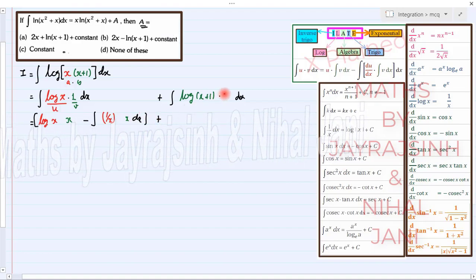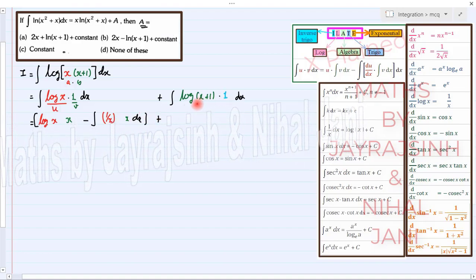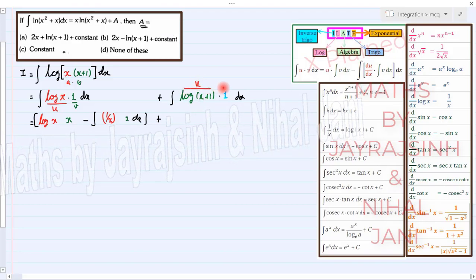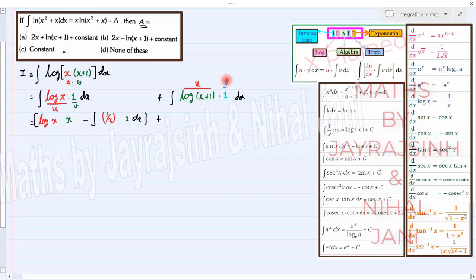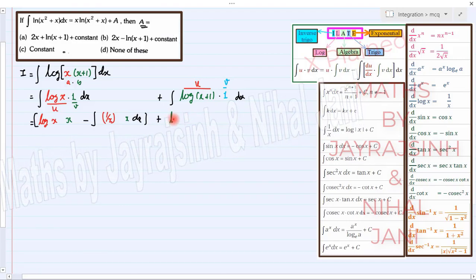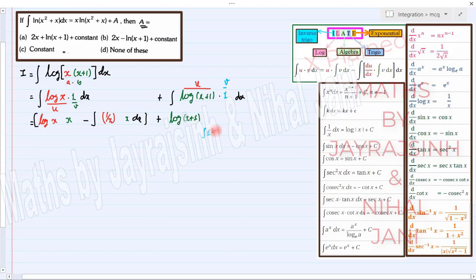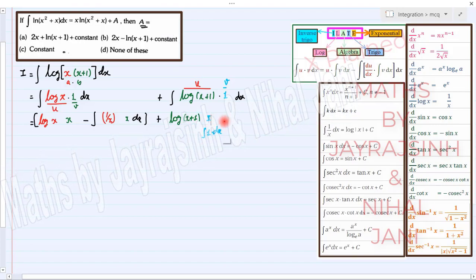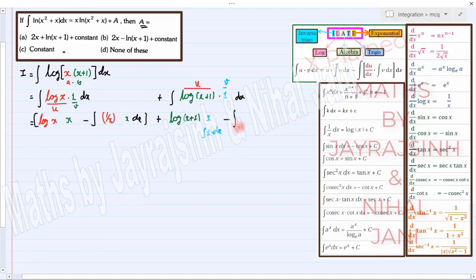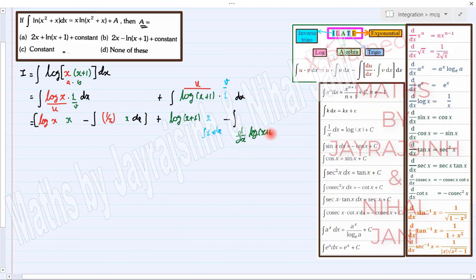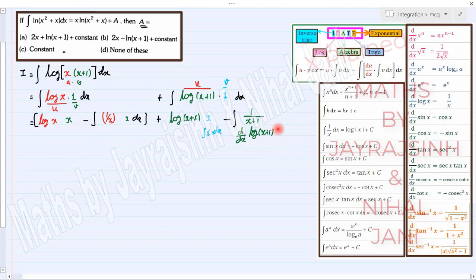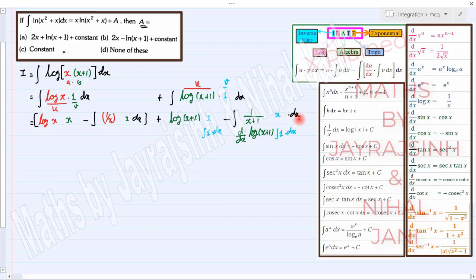Similarly, in the second term, we will have log of x plus 1 into 1. Log of x plus 1 will be selected as u and 1 will be your v. So in the first term, your log of x plus 1 will be as it is. We have to integrate your v, which is 1. So it will be x minus integration of the product of differentiation of u, which is log of x plus 1, and its differentiation will be 1 upon x plus 1, into integration of 1, which will be x, dx.